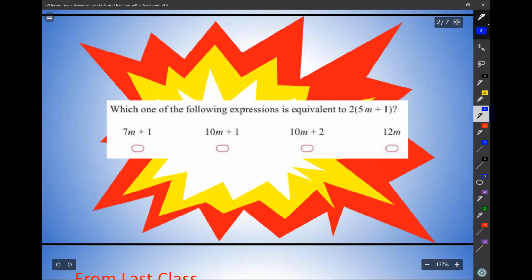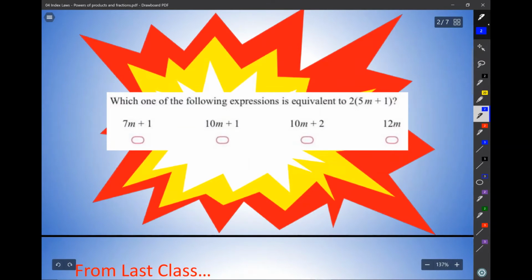Before we get into it though, I've got a quick getting better at maths question for you. Which of the following expressions is equivalent to 2 times (5m plus 1)? I'll get you to pause the video for a second and think about your answer to this question.